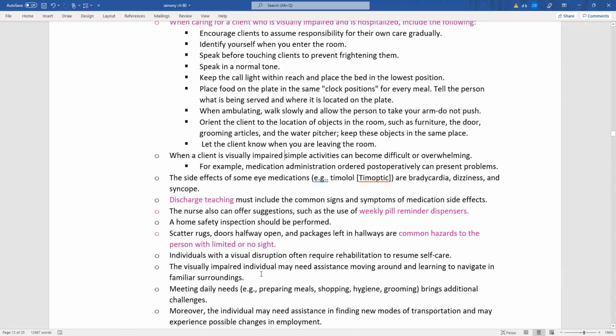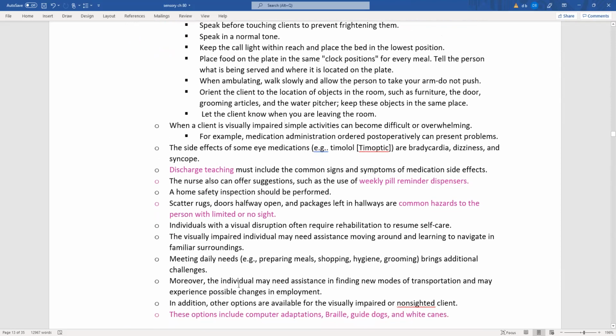Individuals with a visual disruption often require rehab to resume self-care. The visually impaired individual may need assistance moving around and learning to navigate in familiar surroundings. Familiar surroundings will be the house. They still may need help. I know they probably lived there for 45 years. They've been there since 1876. Okay. They still need to be reminded and have assistance on how to move around.